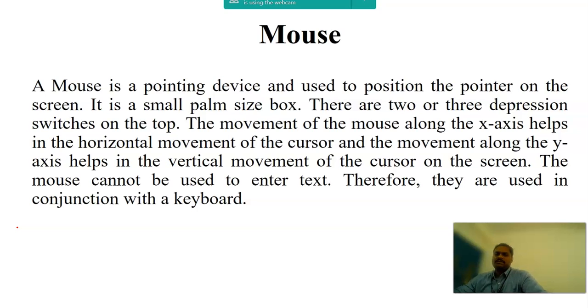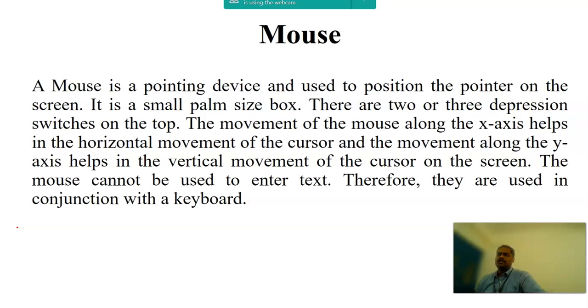Next we'll move to another input device called the mouse. It's very easy to use compared to the keyboard, but we cannot type information using the mouse. Instead, we can choose options to perform using this mouse. The mouse is a pointing device which is used to position the pointer on the screen. It is a small palm-sized box.